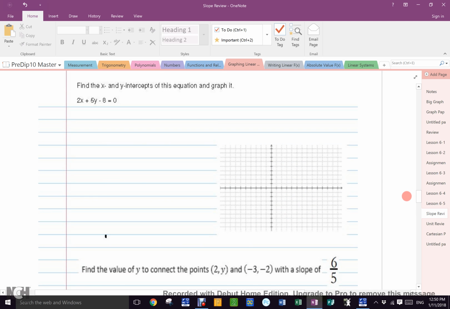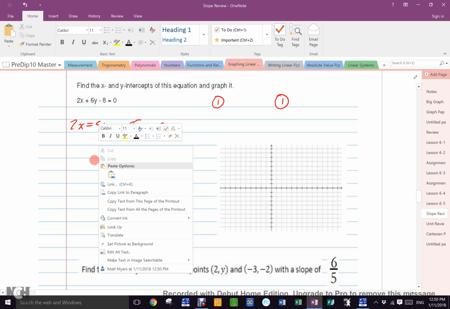Lovely. Find the x and y intercepts of this equation and graph it. You get 1 mark for the intercepts, and 1 for the graph. The intercepts are always the same. 2x = 8, 5y = 8. X = 4.